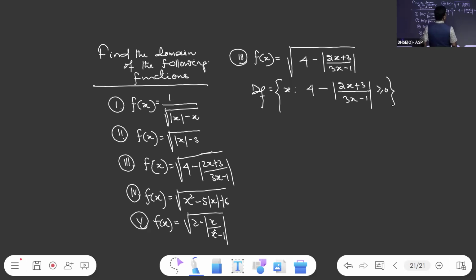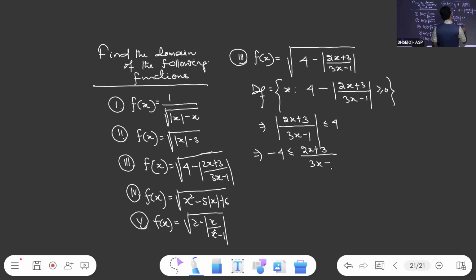Now solve the inequality 4 minus |(2x+3)/(3x−1)| ≥ 0. This implies |(2x+3)/(3x−1)| ≤ 4. So |x| ≤ k implies x belongs to [−k, k]. Minus 4 ≤ (2x+3)/(3x−1) ≤ 4.